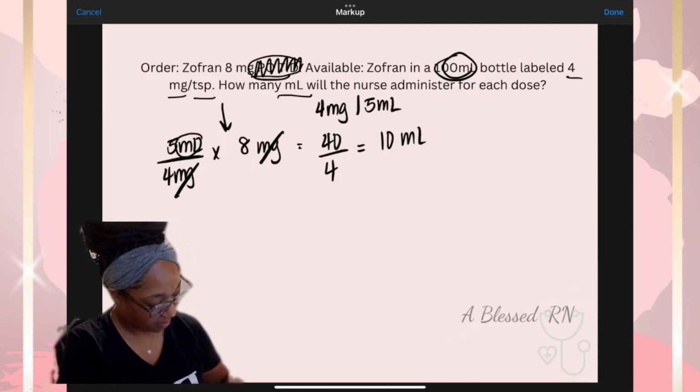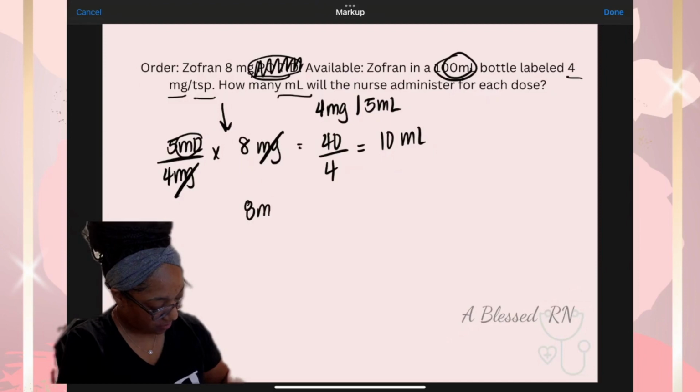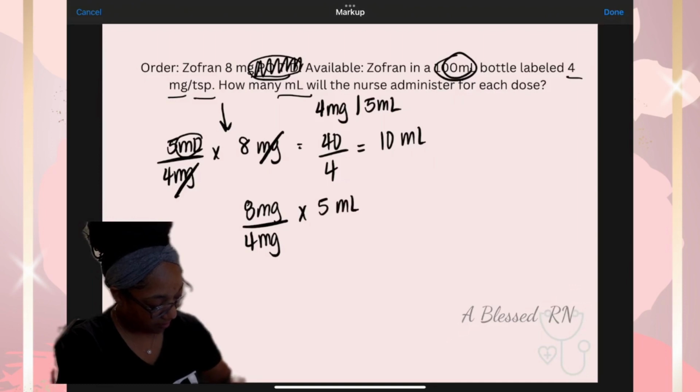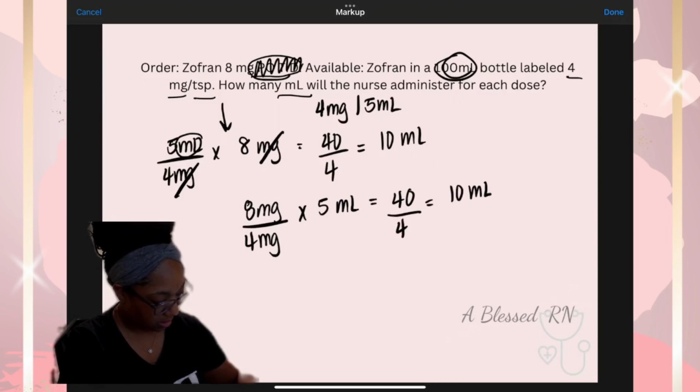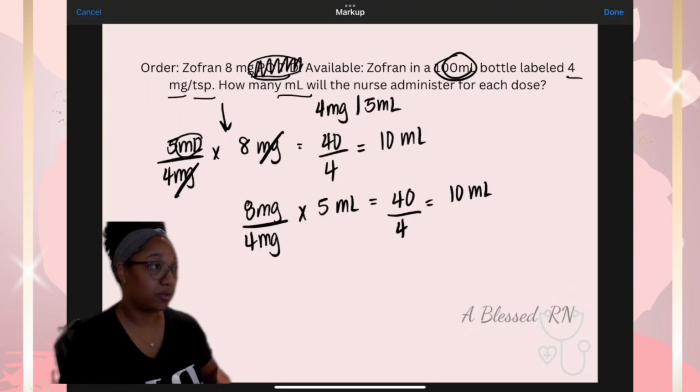So the desired over have: you will have 8 milligrams desired over the 4 milligrams that you have in a 5 mL vehicle. You multiply across the top and you divide, and that's going to be 10 mLs. And then the first one I said, okay.